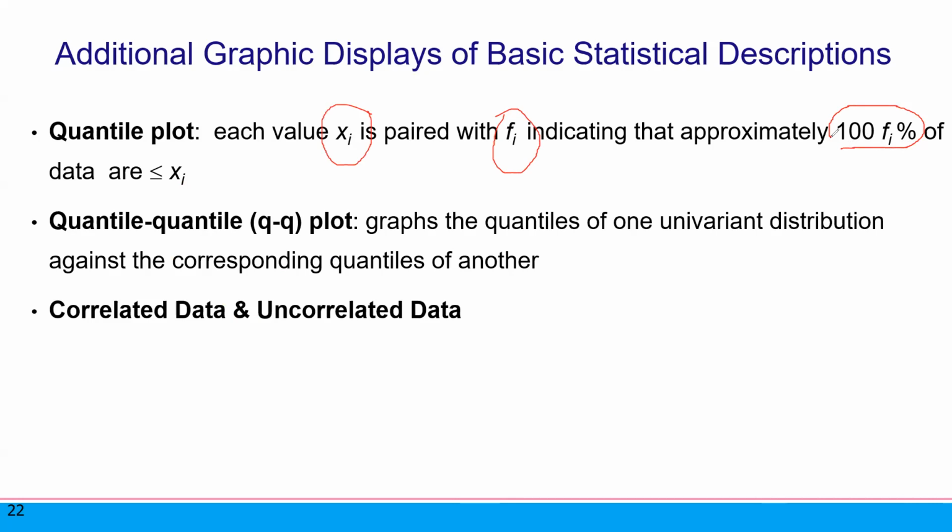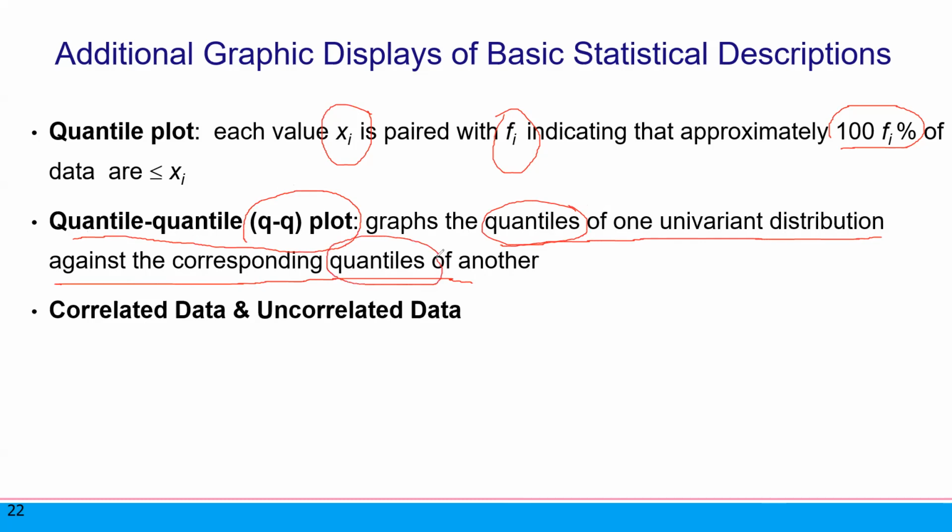There is another kind of plot, we call it the Quantile-Quantile plot or QQ plot. So we want to plot the quantiles of one univariate distribution against the corresponding quantiles of another. So we want to check the quantiles of one data with the quantiles of another data. So we will see this example here, and we will check the correlated and uncorrelated data.